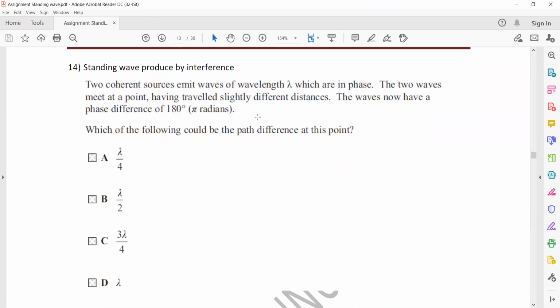Standing wave produced by interference. Two coherent sources emit waves which are in phase. The two waves meet at a point and they have traveled slightly different distances. The waves now have a phase difference of 180 degrees or pi radian. Which of the following could be a path difference? So we know the relation between the path difference and phase difference.